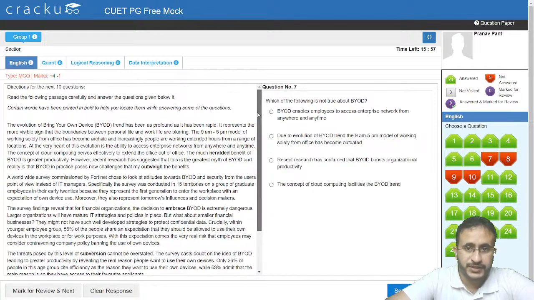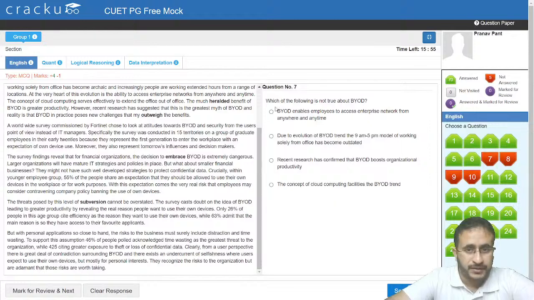Which of the following is not true about BYOD? BYOD enables employees to access the enterprise network from anywhere, so that is true. Due to the evolution of the BYOD trend, the model of working has become outdated. True. Recent research has confirmed that boost, so this is false.